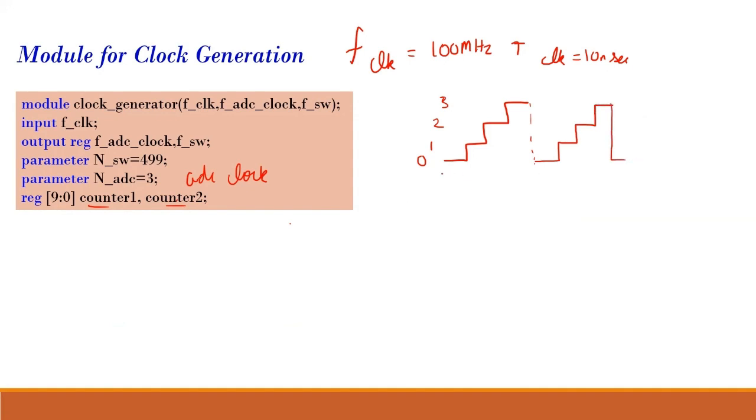And this is my T clock, my F clock. F clock keeps coming over here, here, here. When a clock signal comes, it goes from 0 to 1. Another clock signal comes, it goes from 1 to 2. Another comes, it goes from 2 to 3. Then the next clock signal resets it, because I have told the limit is NADC equal to 3. So the maximum value it will go to is 3. Once it reaches 3, it goes back to 0. So effectively, my time period is 4 into T clock.